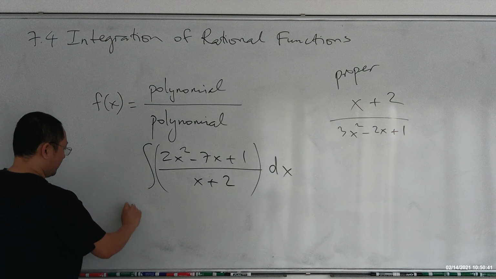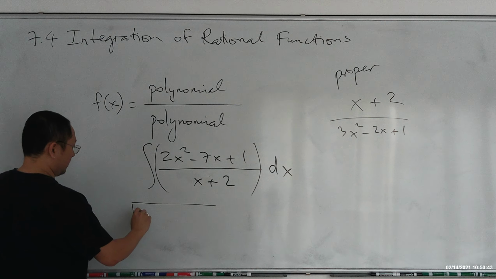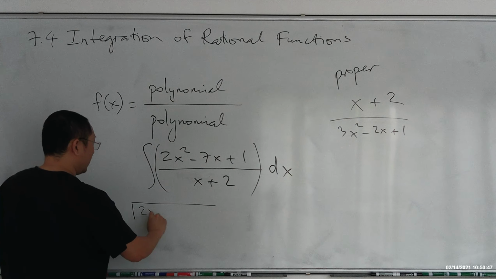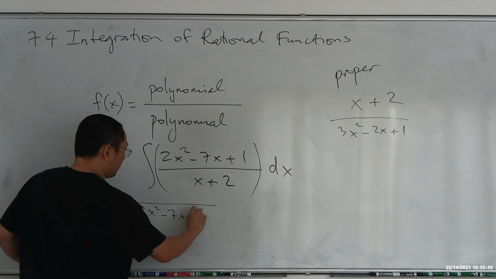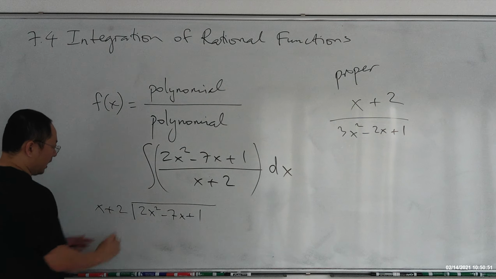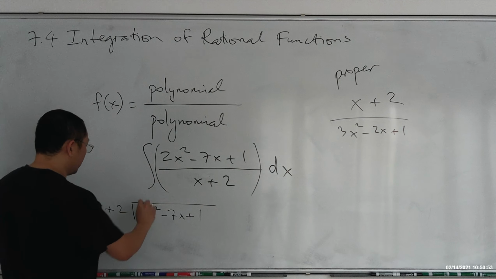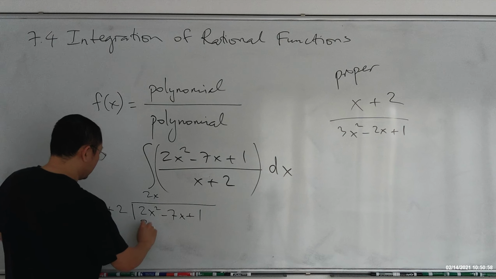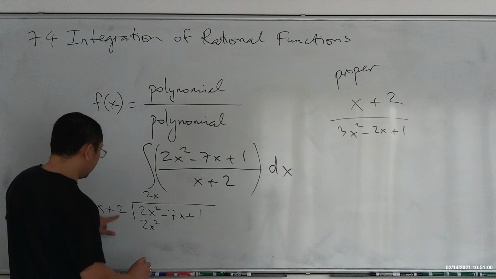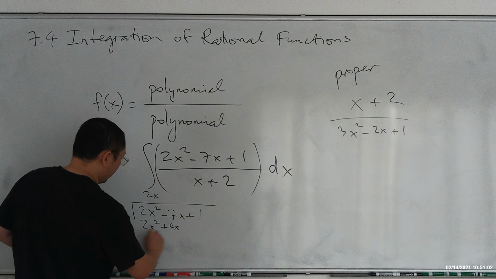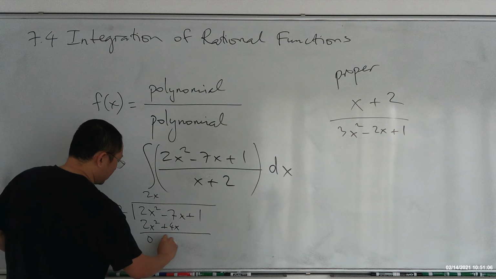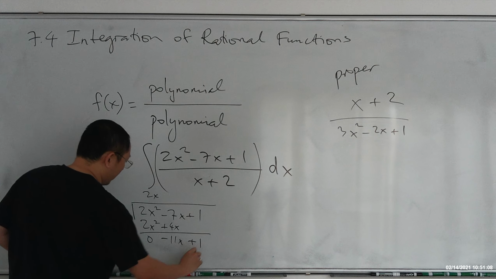So I got what? 2x squared minus 7x plus 1 divided by x plus 2. I take the leading term 2x squared divided by x, I got 2x. Multiply it back. 2x times x is 2x squared. 2x times 2 is plus 4x. Now I do a subtraction. This is 0. Negative 7x minus 4x is negative 11x. And add 1 right here.